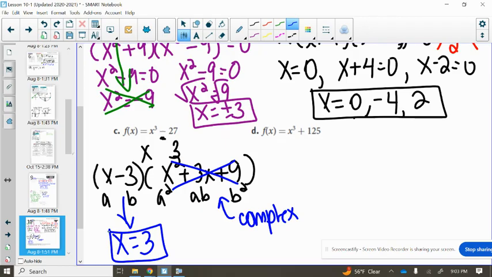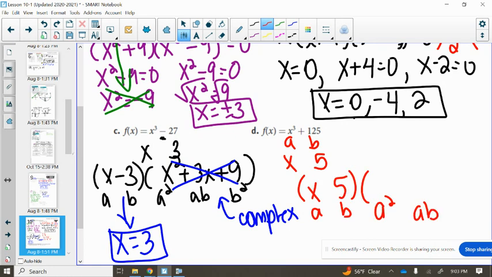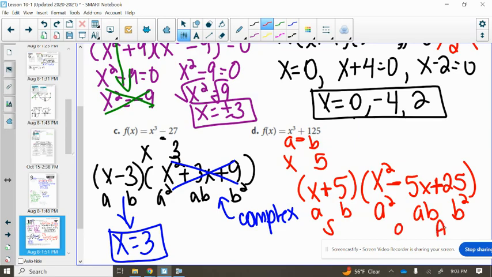One more example similar to that. We have again our a and our b. X cubed is x cubed. This time 5 cubed is 125. So we have a and b, so x and 5, and then it goes a squared, a times b, b squared: same sign as the original, opposite sign of the original, always positive. Okay, again, SOAP: same, opposite, always positive.